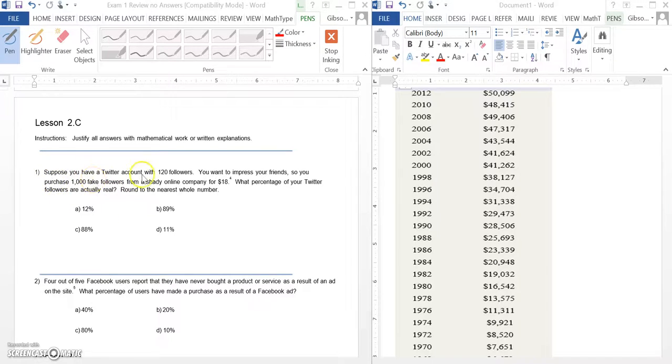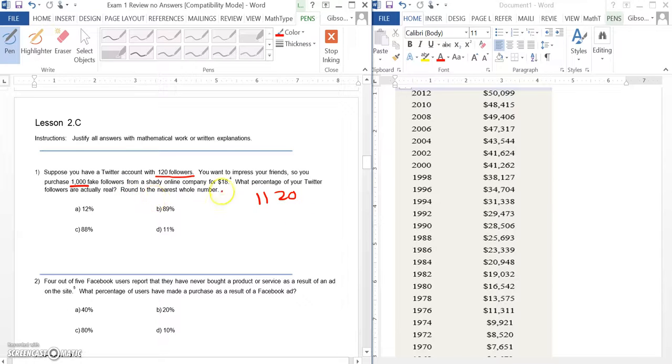It says, suppose you have a Twitter account with 120 followers. You want to impress your friends, so you purchase 1,000 fake followers from a shady online company for $18. What percentage of your Twitter followers are actually real? Round to the nearest whole number. Now, you actually had 120 followers. Those are the real ones. You added 1,000 fake followers. So basically that gives you a total with the actual and the fake followers of 1,120 followers.